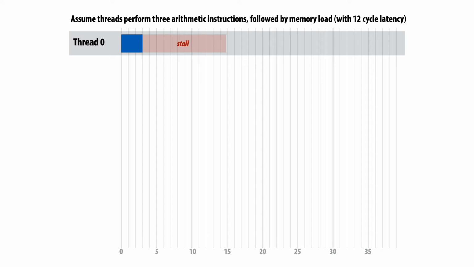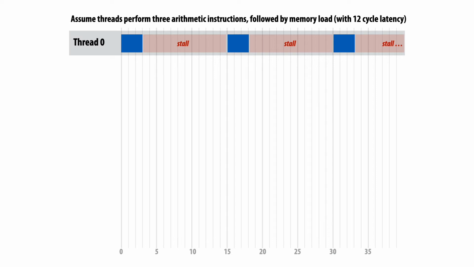Now after those 12 cycles, the data comes back from memory. We can run the next 3 instructions. And so on, and so on, and so on, if your program, in a for loop or something like that, had this pattern of 3 math ops followed by a load with a stall of 12 cycles, and so on, and so on.